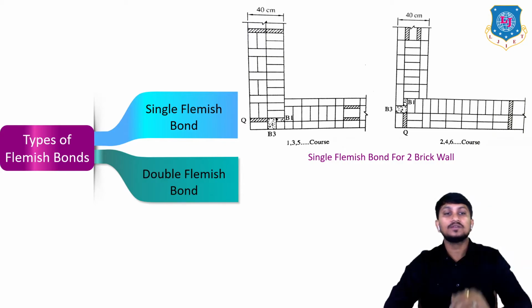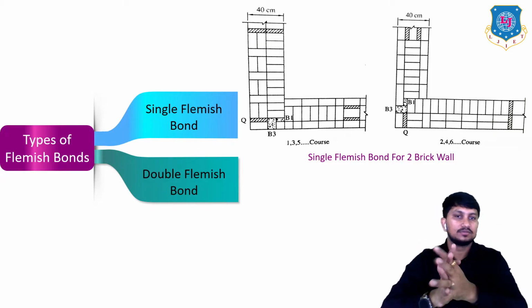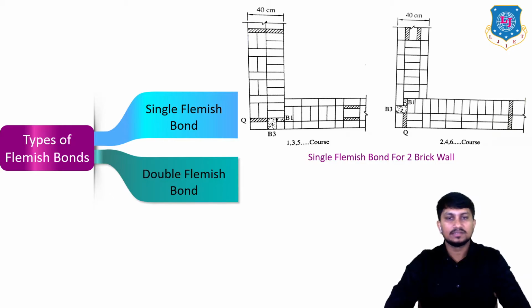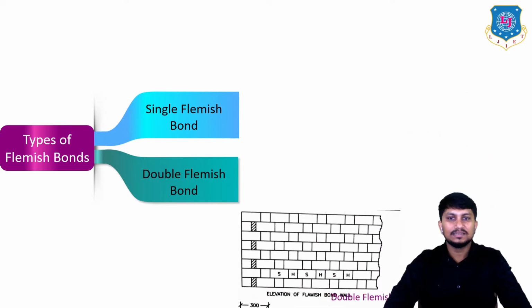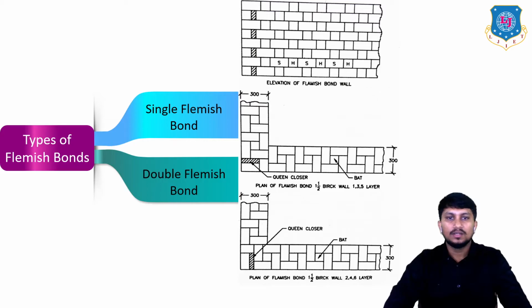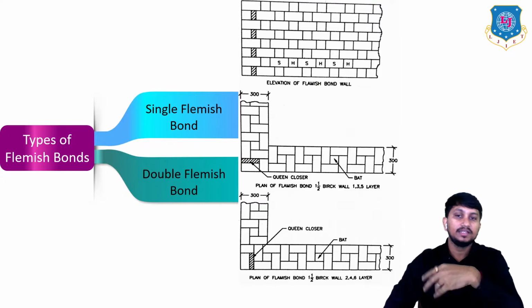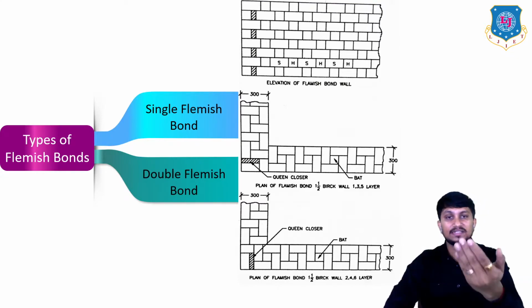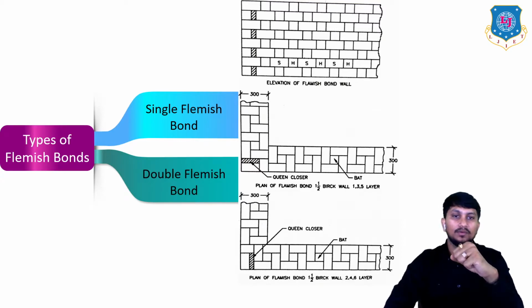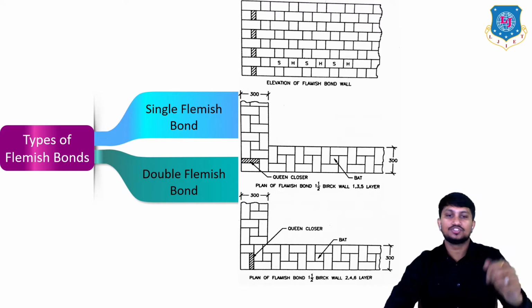This is the single Flemish bond for 2 brick wall. You can clearly see that only on the facing part the Flemish appearance looks like this. In the backing part, it has English appearance. Now let's see the double Flemish bond. This is the plan of a double Flemish bond for 1.5 brick wall for the 1, 3, 5 layer and the 2, 4, 6 layer. Here in double Flemish bond, in facing as well as in backing, the Flemish appearance is there, like a header, stretcher, like this.